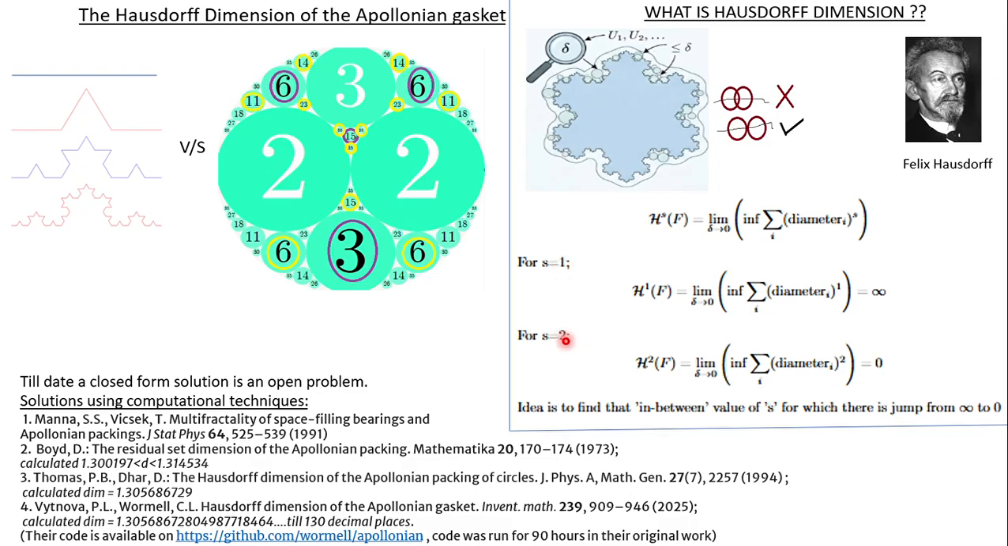Now the idea is to find, or pretty much from logic it can be sensed that when s transitions from 1 to 2, there is some s in which there is a jump from infinity to 0. Our Hausdorff dimension is that very s.